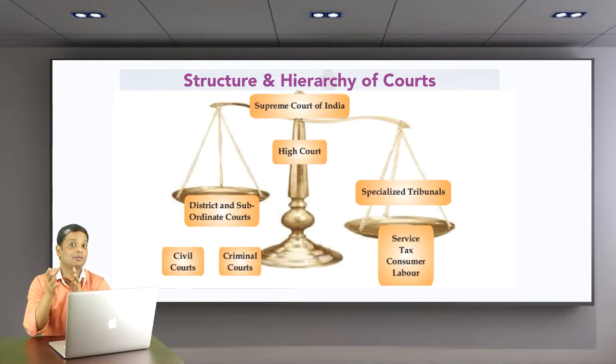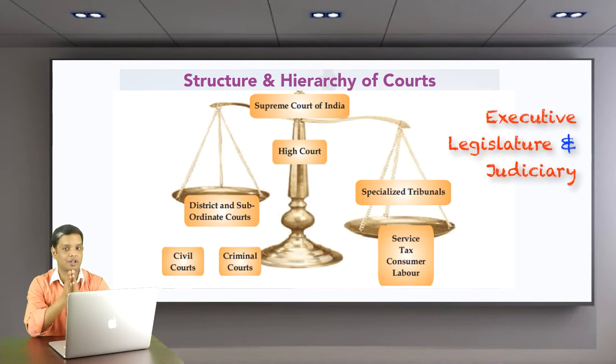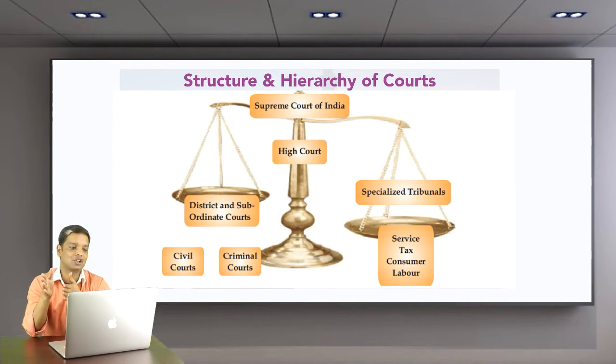So the meaning of judiciary: judiciary is one of the governing bodies along with legislature and executive. So we have three governing bodies: executive, legislature and judiciary. Next one is the structure and hierarchy of courts.